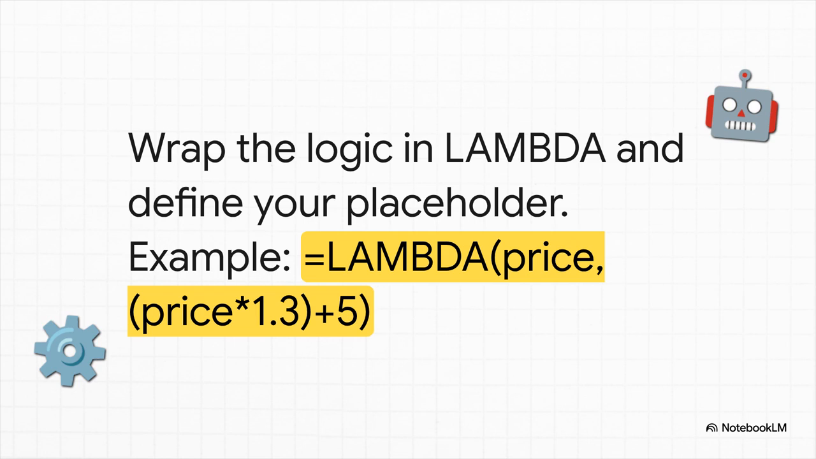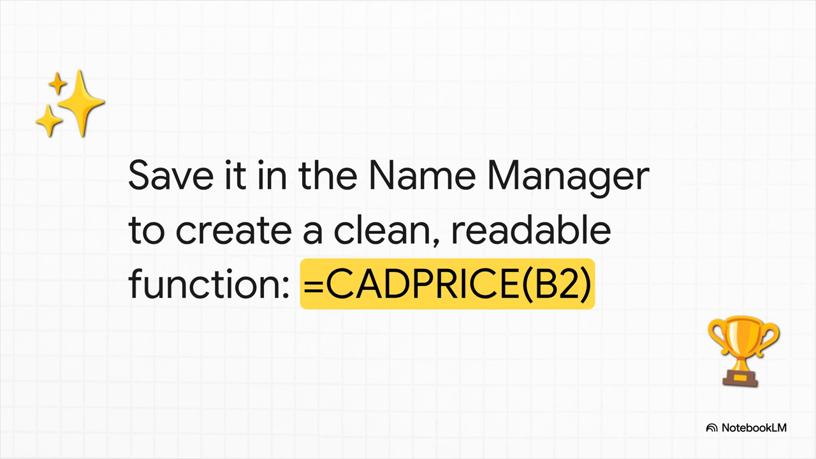Let's give it a sensible name, like price. Then we go into our original calculation and replace the cell reference B2 with our new placeholder name, price. And that's it. The logic for our machine is officially built. And now, the big reveal.